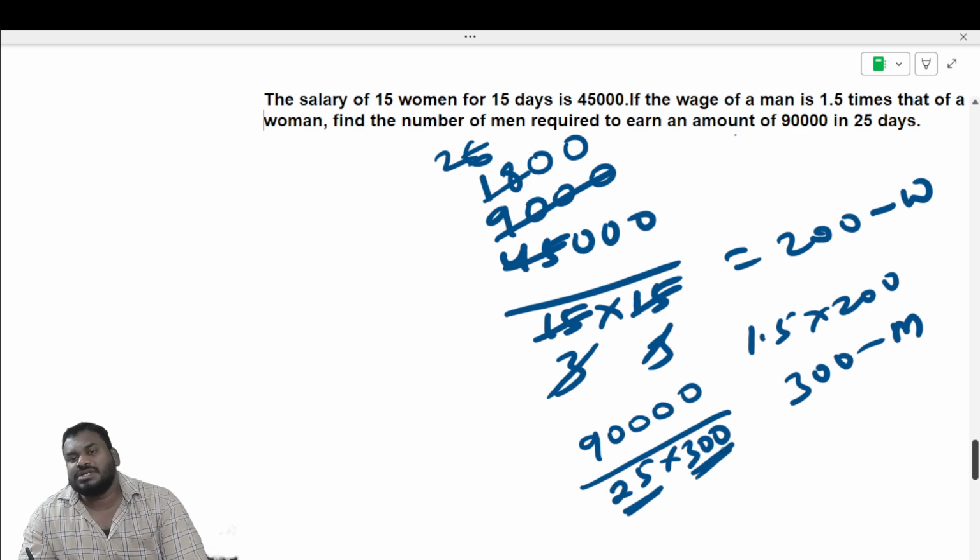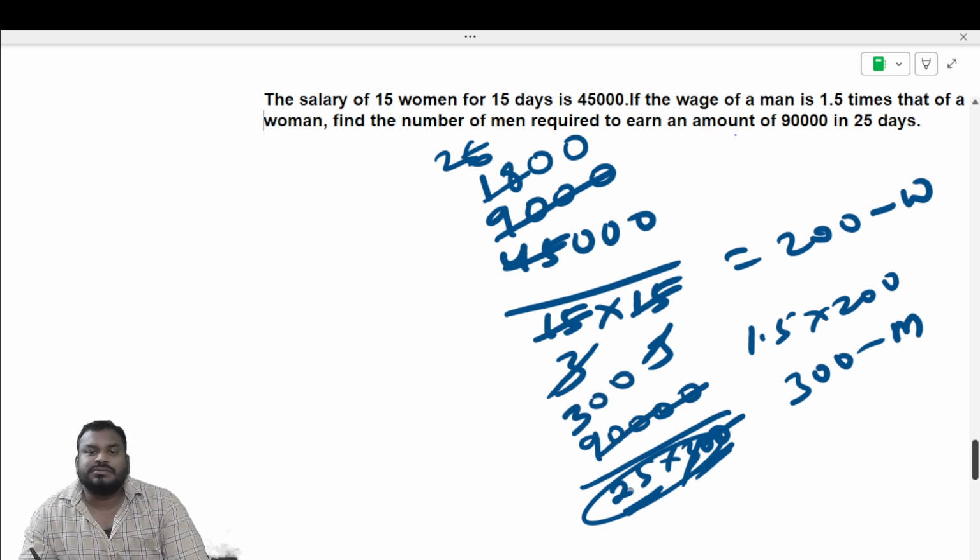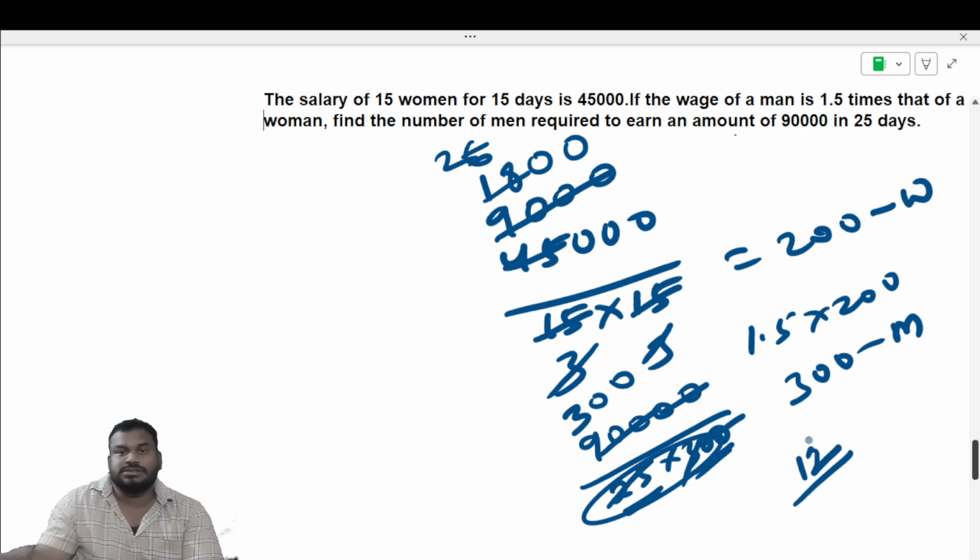So for one person we are giving 300. For 25 days, if he works, the work completed is the product of 25 and 300. So how many such people are needed? You have to divide by this. These two get cancelled. 3 ones are 3, 3 threes are 300 by 25. So 300 by 25 means 25 fours are 100, 4 threes are 12. 12 men are needed. Okay, this is how we calculate this.